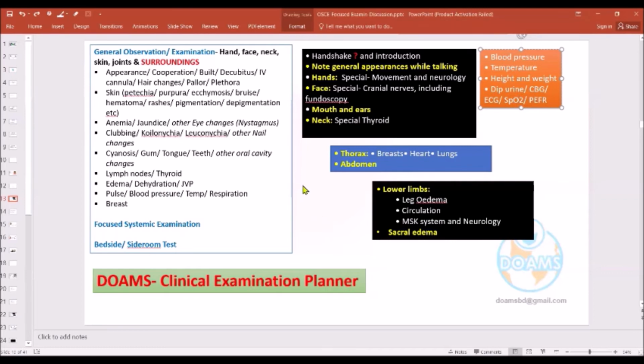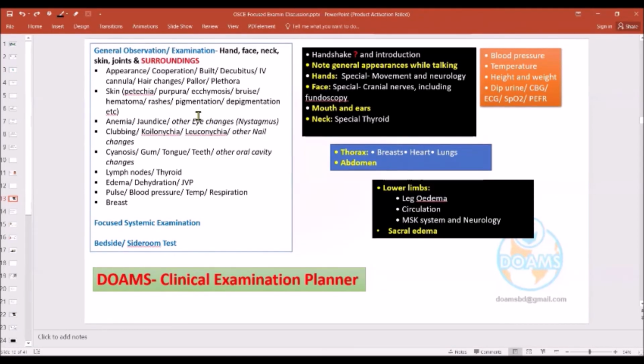So for the appearance, no need to extend time. Already you were talking, you understood appearance, cooperation, built on an average, decubitus, IV cannula, hair change, pallor, plethora. Already you have seen, and not even 1 minute is important here for all of these things. Skin, you are looking directly at the skin, so no need to examine further. But in anemia, if you check the anemia, it may take a few seconds. Jaundice not needed. But come to the eye, look, or ask, is there any problem with your vision?